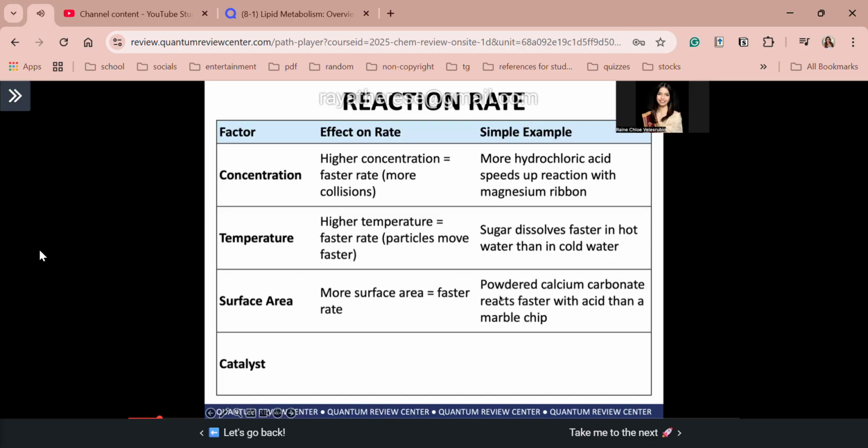Next, the greater the surface area, the faster the rate. Okay, so powdered calcium carbonate, for example, mas nagre-react siya with acid than a marble chip. Okay, again, guys, if you have a greater surface area, they have more sites available for reaction, and therefore it results in a faster reaction rate.